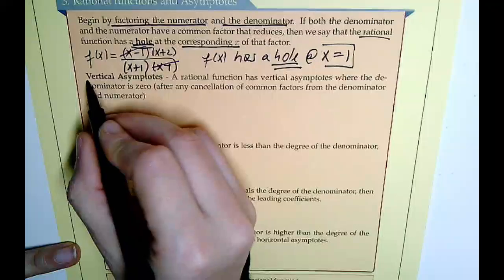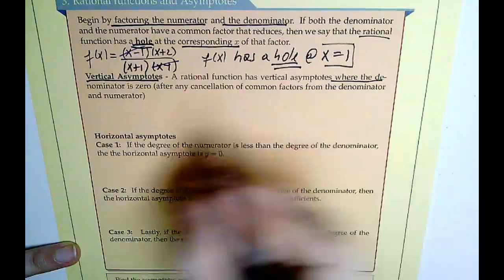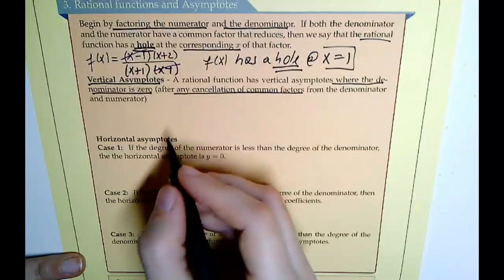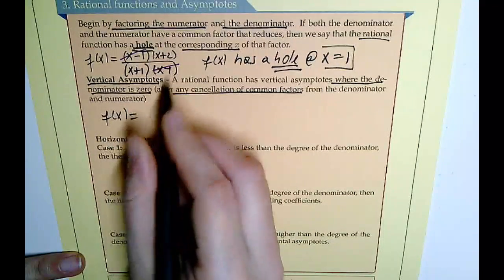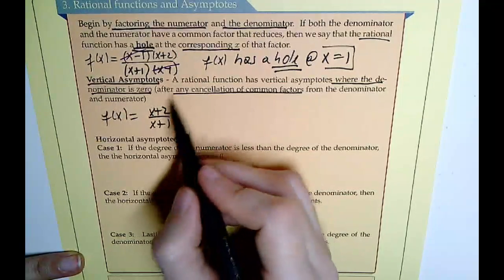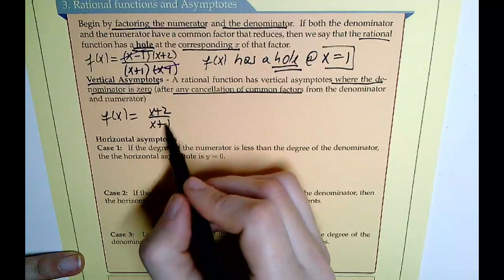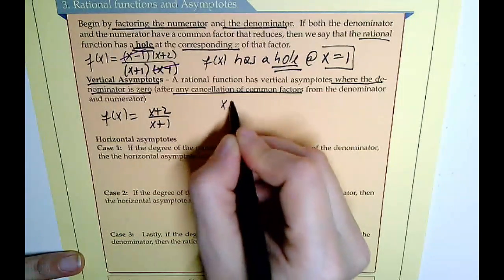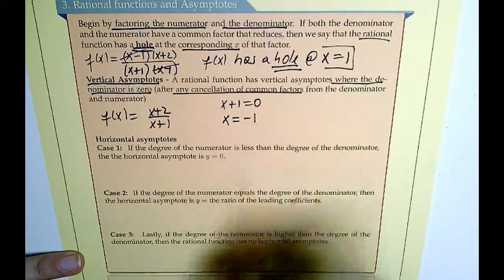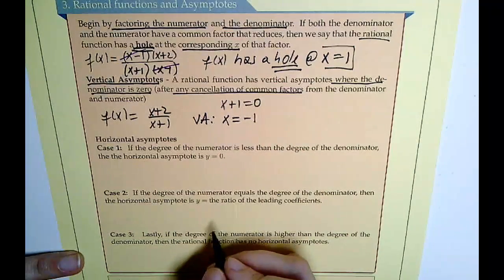Also, where does a rational function have a vertical asymptote? Well, it's going to happen where the denominator is 0, after you did the cancellation of the common factors. So my function now, f of x equals x plus 2 over x plus 1. After I did the cancellation, my function is this. It's still a rational function, and it's going to have a vertical asymptote where the denominator is 0. So where x plus 1 equals 0, that gives me that the vertical asymptote is x equals negative 1. The shortcut for vertical asymptote is VA.